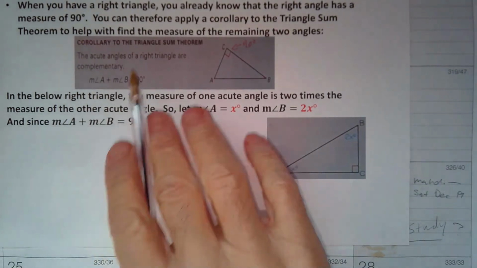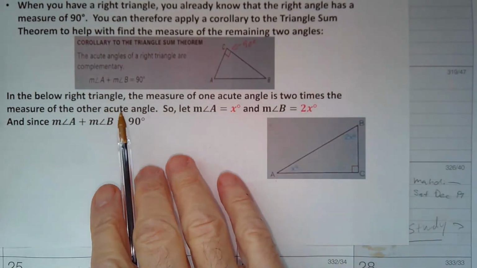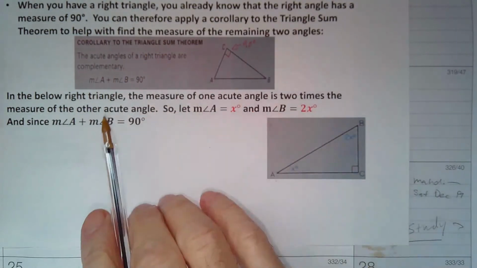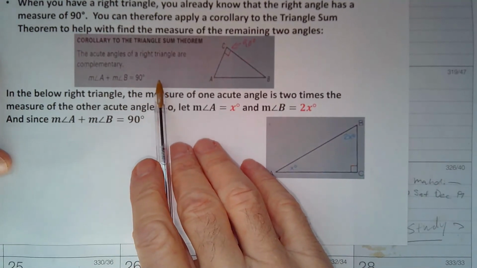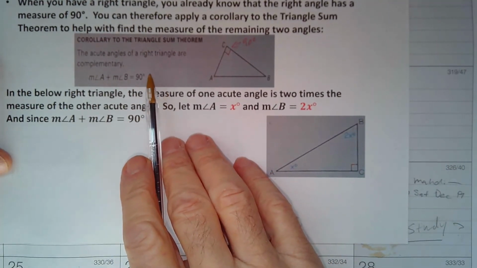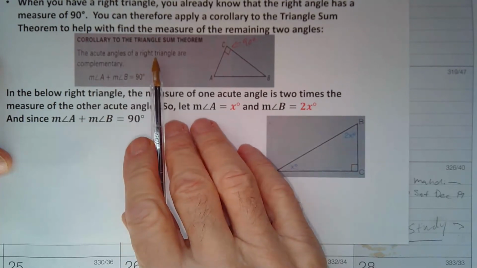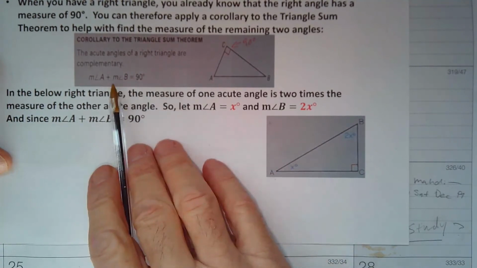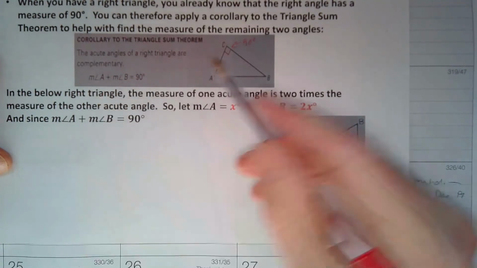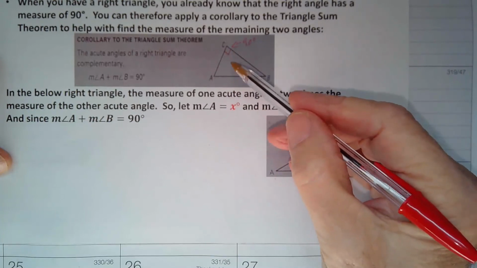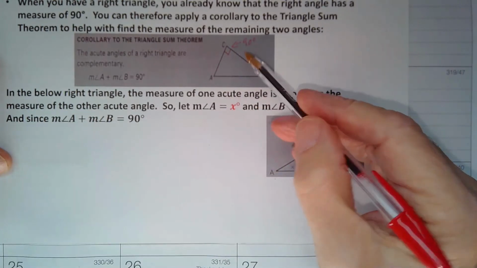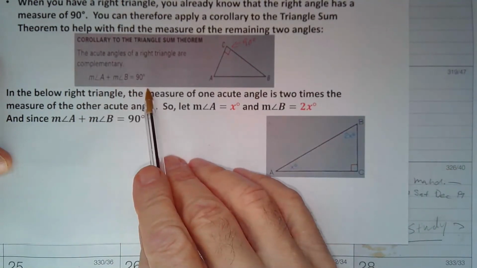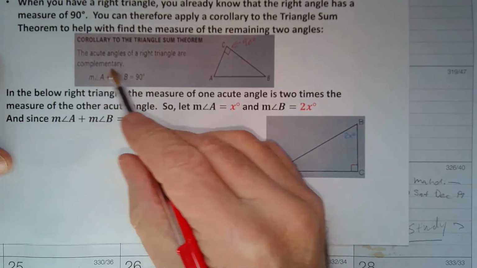And therefore, you can apply a corollary to the triangle sum theorem to help you find the measure of the remaining two angles. A corollary is just kind of a sub-rule that is, in this case, sub to the triangle sum theorem, and that is that the acute angles of a right triangle are complementary. In other words, look, if all three interior angles equal 180 degrees, and you already know that one of them is 90 degrees, then the other two angles have to equal 90 degrees also. That's why they say complementary. All right?